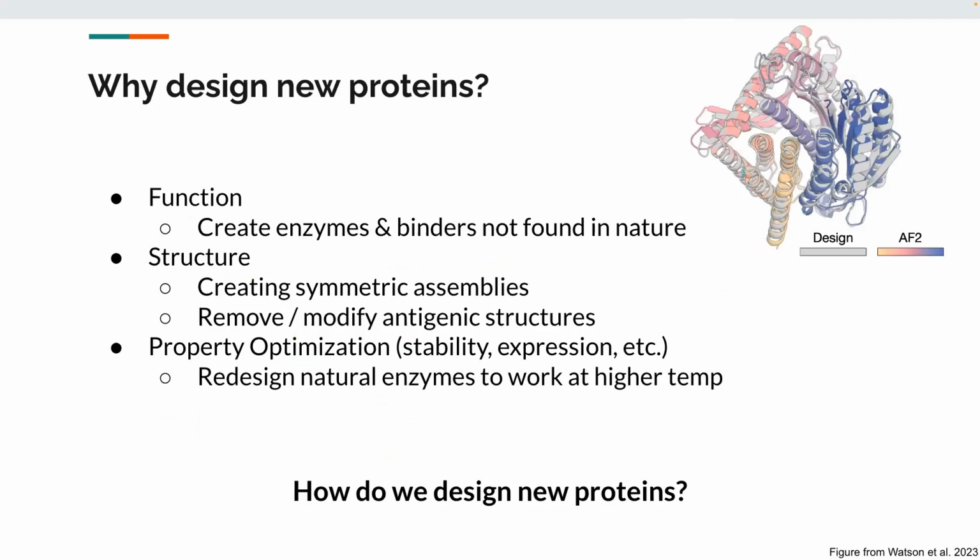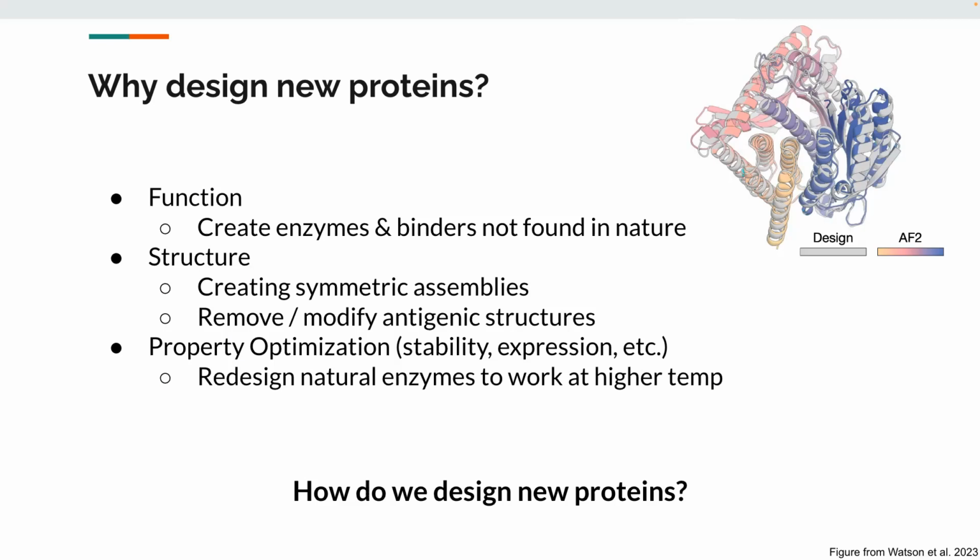So today we're talking about protein design, and really people may ask, why do we even want to design new proteins? The ones that exist work pretty well. Mainly it's because of three main categories that I'm throwing out here. I have function, and so this is essentially creating new enzymes or ligand binders not found in nature. Structure, this is like creating symmetric assemblies or modifying or removing antigenic structures of existing proteins. And then I'm lumping a whole bunch of other traits into what's called property optimization. This is more tackled by the field of protein engineering, but it is very related to protein design. And so this would include redesigning natural enzymes to work at a higher temperature.